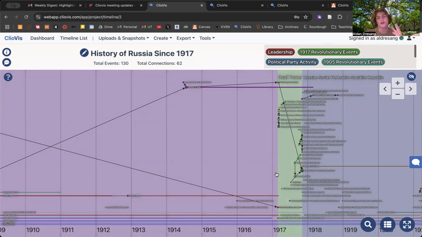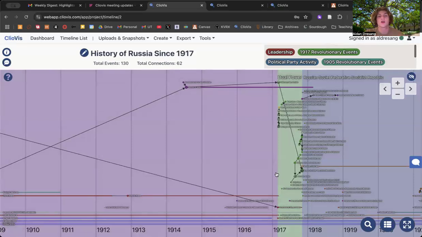Hi, I'm going to go over 3 ways you can use ClioVis to crush your coursework as a student. Before we jump in, I'm going to go over each of the 3 ways. First is going to be using ClioVis to take notes. Second is going to be using ClioVis to break down books into key events, ideas, and concepts. And the third is going to be using ClioVis to study for an exam.